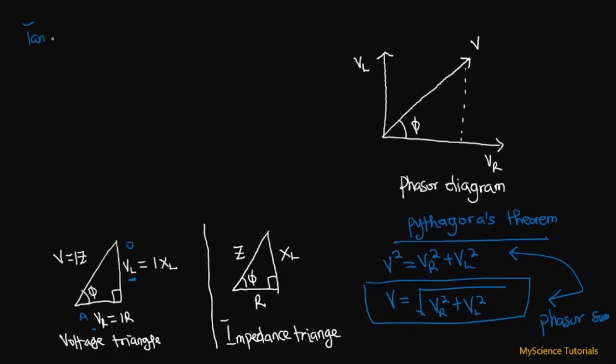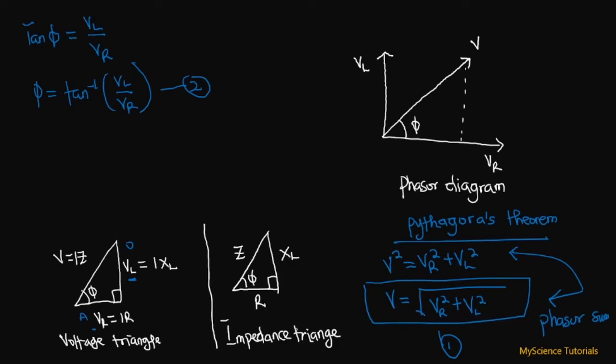So we have tan of the phasor angle equal to the opposite, which is VL, over the adjacent, which is VR. So it means if we want to find our phasor angle, we just need to find the tan inverse of the ratio VL over VR. So this is one important equation you need to keep in mind, and then this is another very important equation you also need to keep in mind.